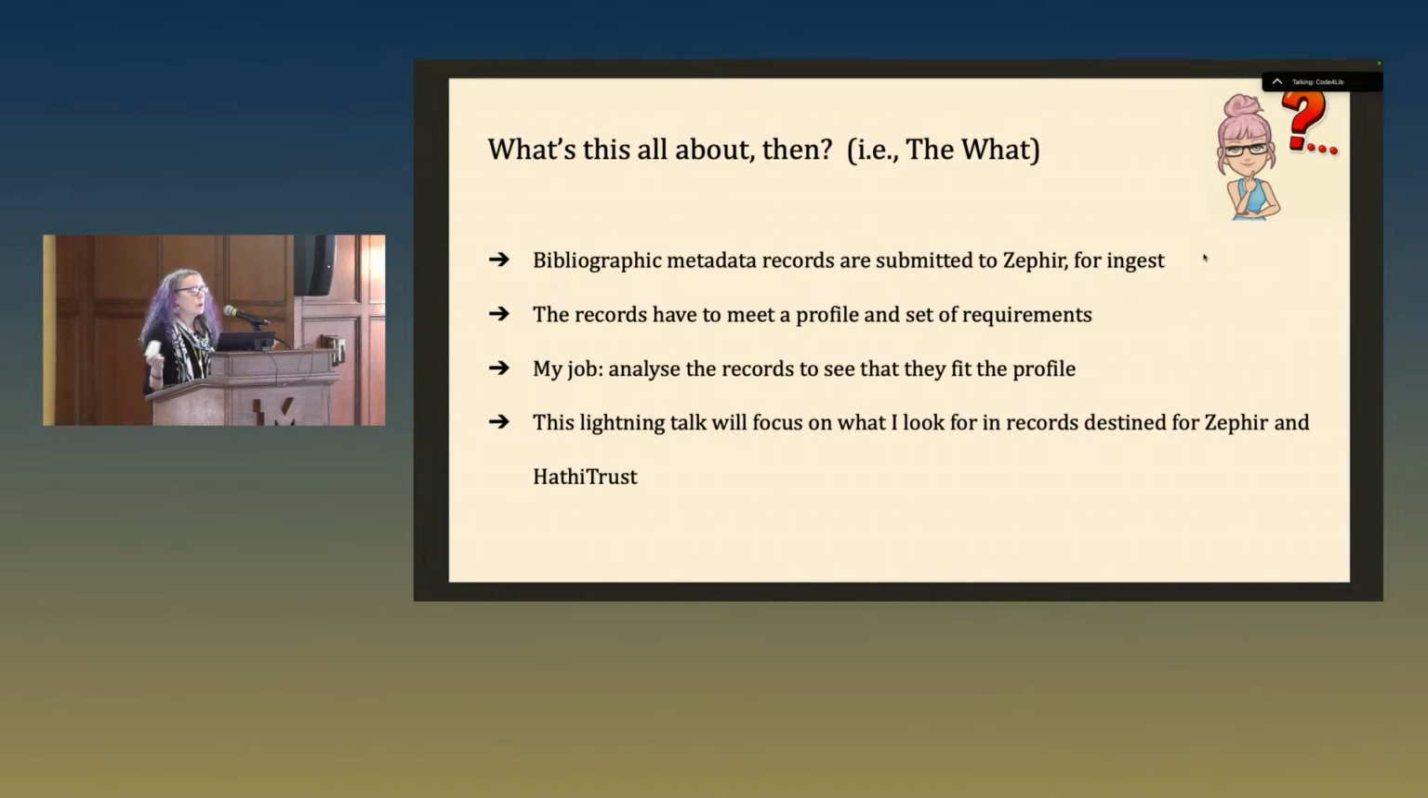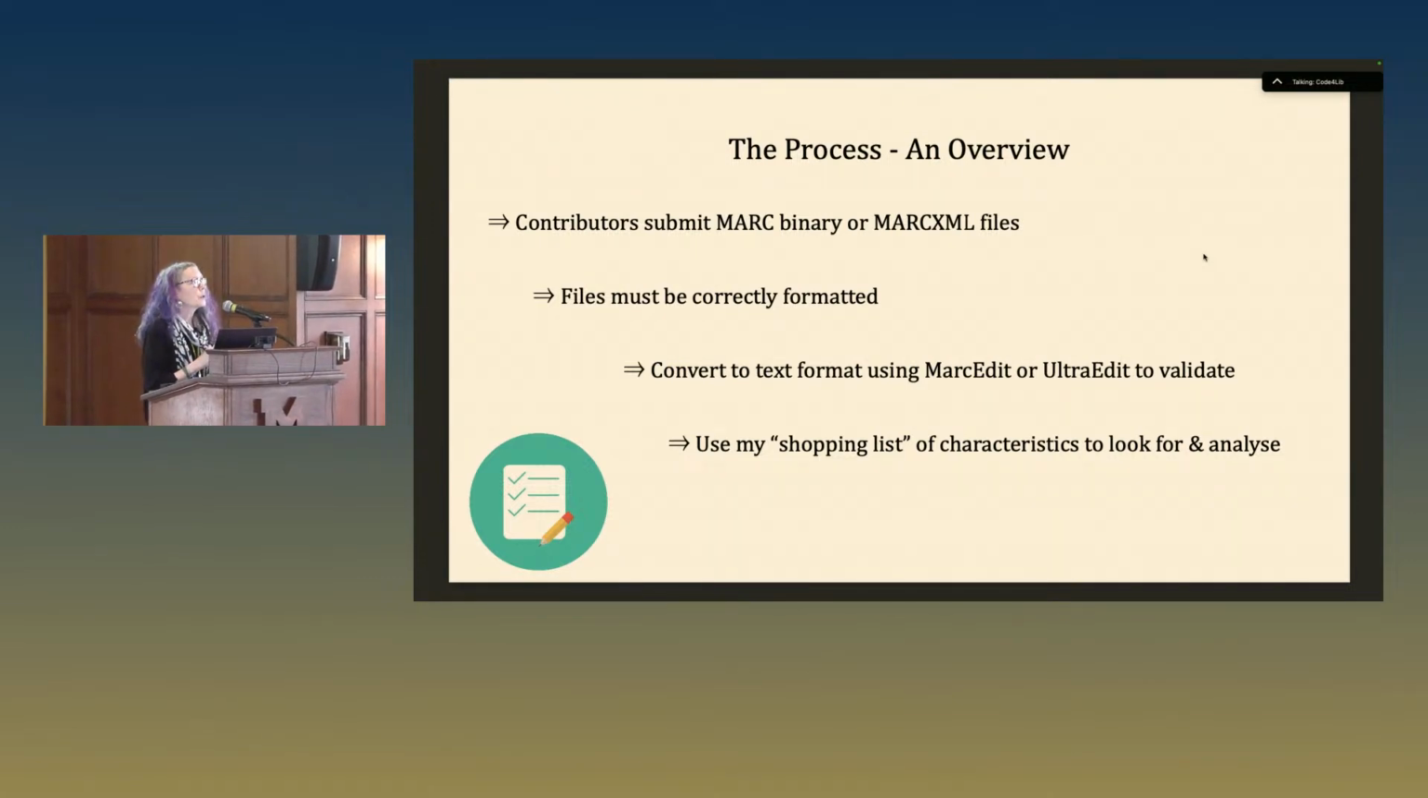And so what's it all about? So we have contributing members who send us bibliographic metadata records, and they submit them to the Zephir system for ingest. The records have to meet a certain profile that we work out between us, and they have to meet certain requirements. So my job is to analyze the records and make sure that they fit that profile. And if they don't fit it, well, that's a story. So I'm going to talk briefly this morning about what I look for in those records that are destined for Zephir and HathiTrust.